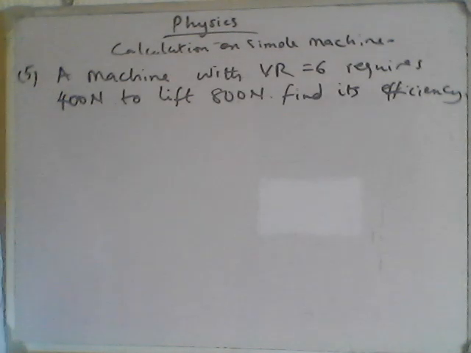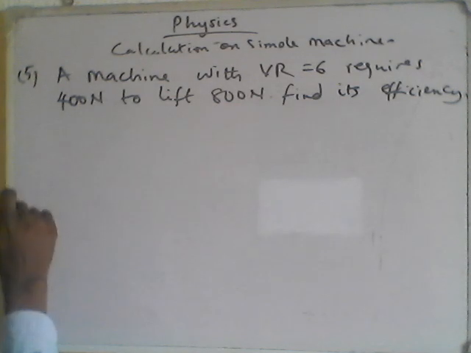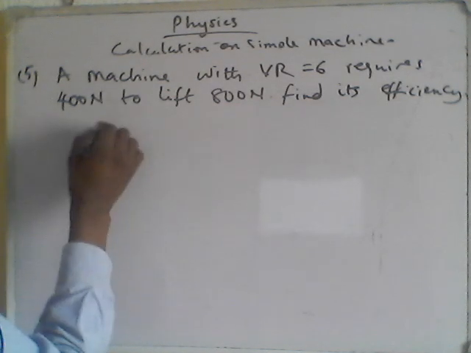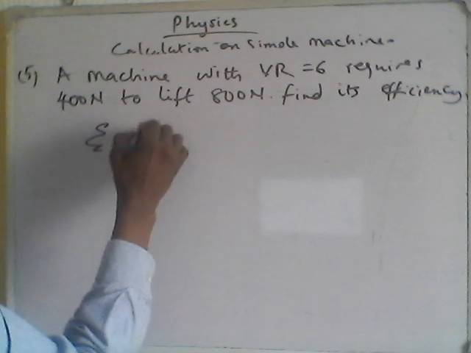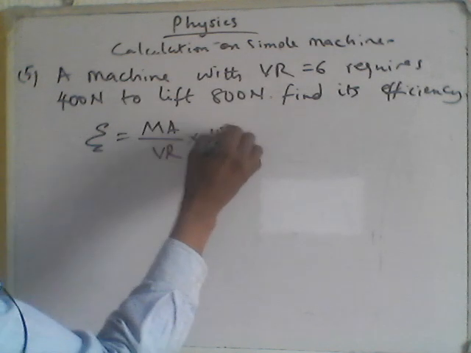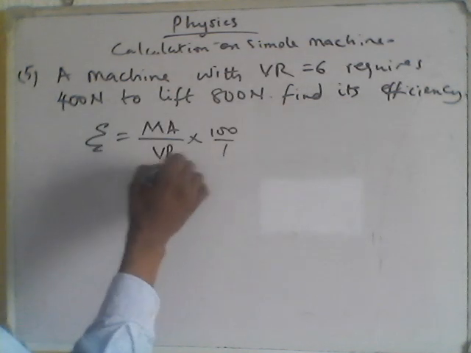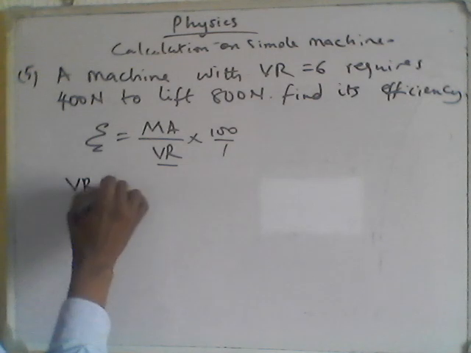Okay, so we have another question on the board, number 5. It says a machine with velocity ratio 6 requires 400 Newton to lift 800 Newton. Find its efficiency. Efficiency is given as mechanical advantage over velocity ratio times 100 over 1. But we are given velocity ratio already at 6. Okay, so VR is 6.